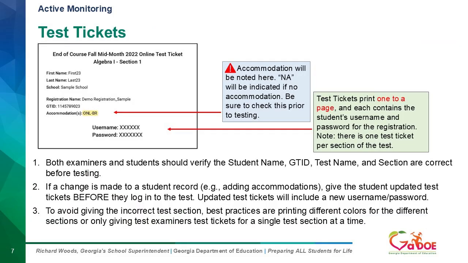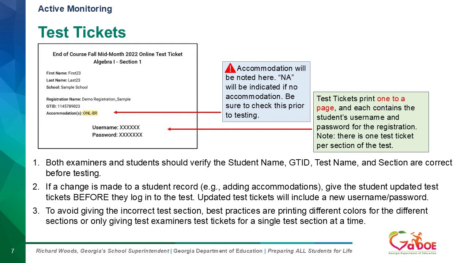Test tickets contain the participant's username and password for the registration. The participant will receive one ticket per section of the test. Test examiners should verify the course, participant name, GTID, and accommodations. This is an extremely important step to avoid test irregularities such as accommodation errors or participants testing under another participant's GTID. If no accommodation exists, NA will be indicated. If there are changes to accommodations, be sure to manage updates and distribution of new test tickets before the participant begins testing.